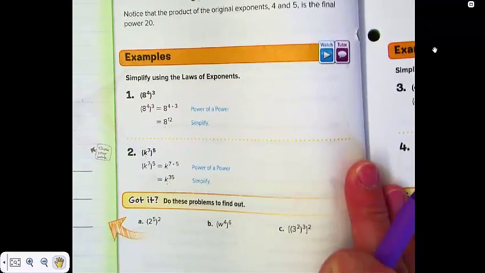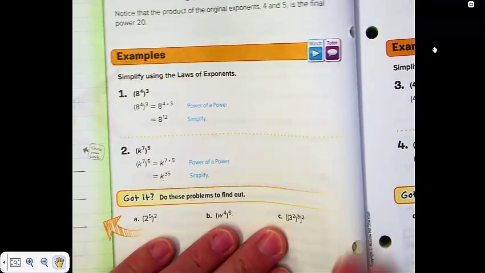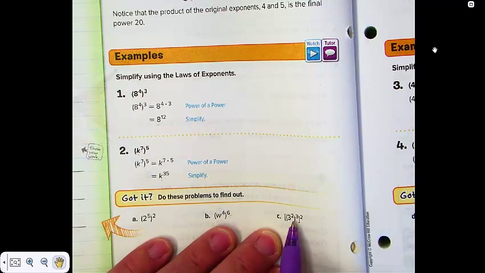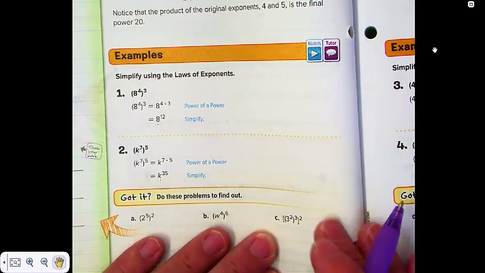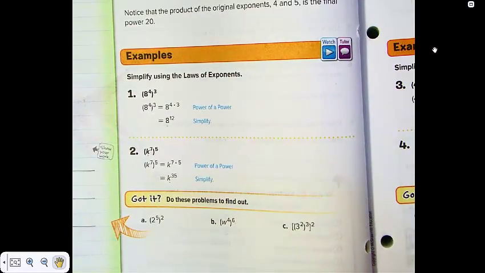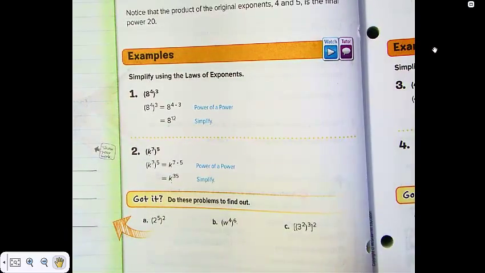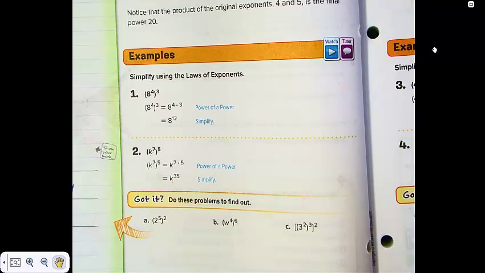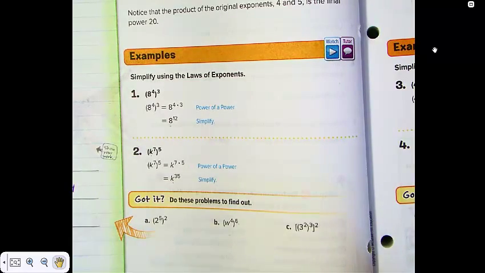Now this one is trickier because you have a power being raised to a power. Oh, you can't see that on yours. There we go. C is a little bit trickier because we have a power being raised to a power being raised to a power. Don't let that throw you off, okay? Don't get scared. No need for that. All you got to do is follow the same rules. Just keep multiplying things together.